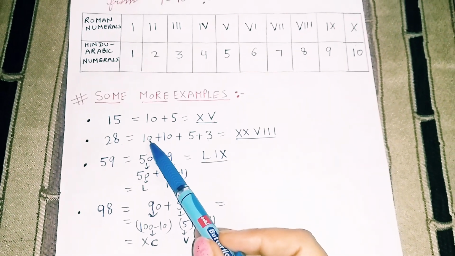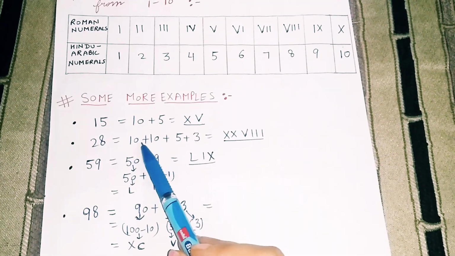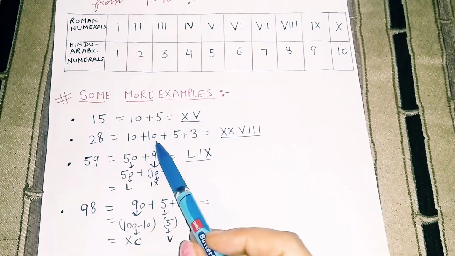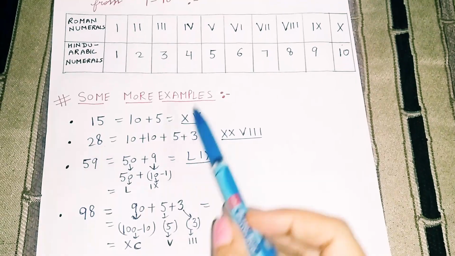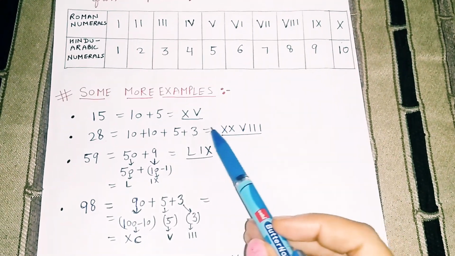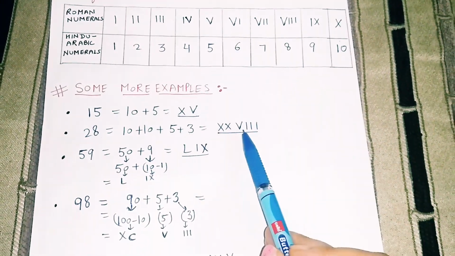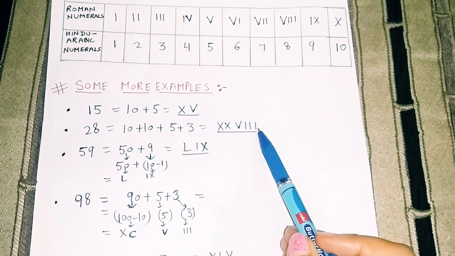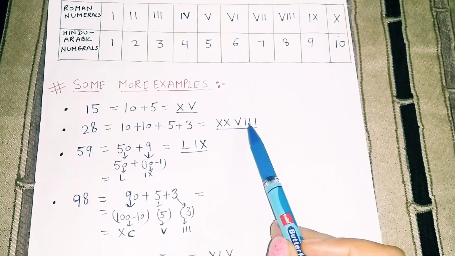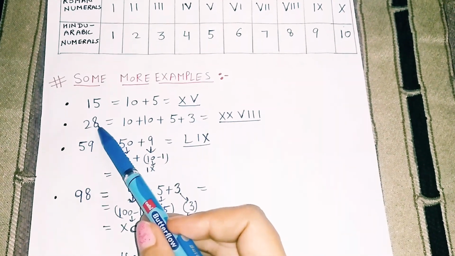Now the symbol for value 10 will be X. So here 10 is repeated 2 times, that means XX will represent 20. Now what is the symbol for value 5? It is V. So I have written V over here. What is the symbol for value 3? It is I. So I have written I in the end. So my Roman numeral becomes XXVIII. This Roman numeral represents value 28.